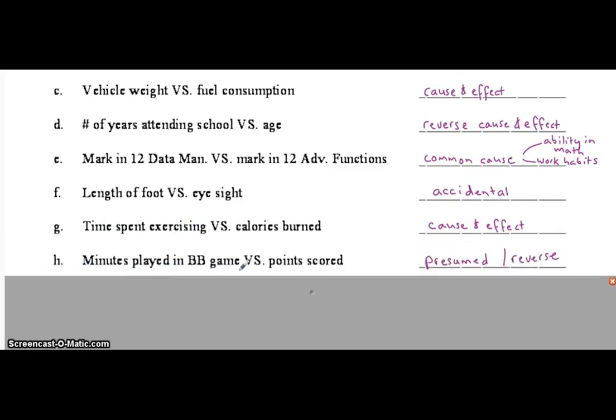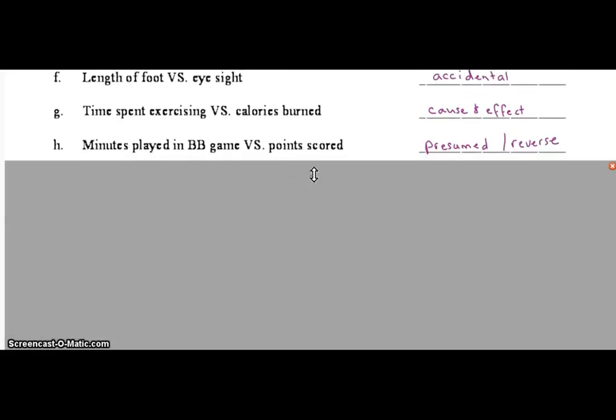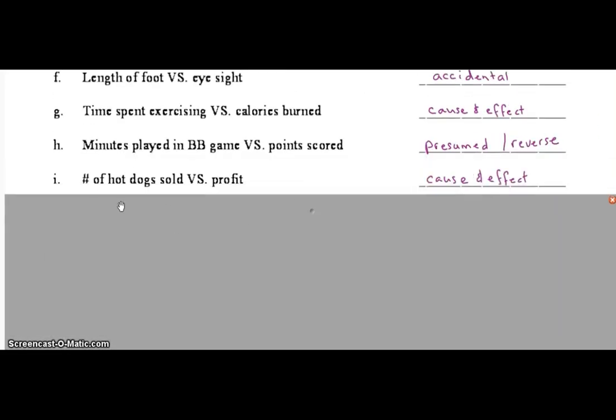Minutes playing in a basketball game versus points scored. It could be presumed because the more you play, the more opportunities you have to score points. Some people may say it's reverse because if you score more points, the coach is more likely to play you. So that one's got a couple possible answers. Number of hot dogs sold versus profit is cause and effect. If you sell more hot dogs, you will make more profit.